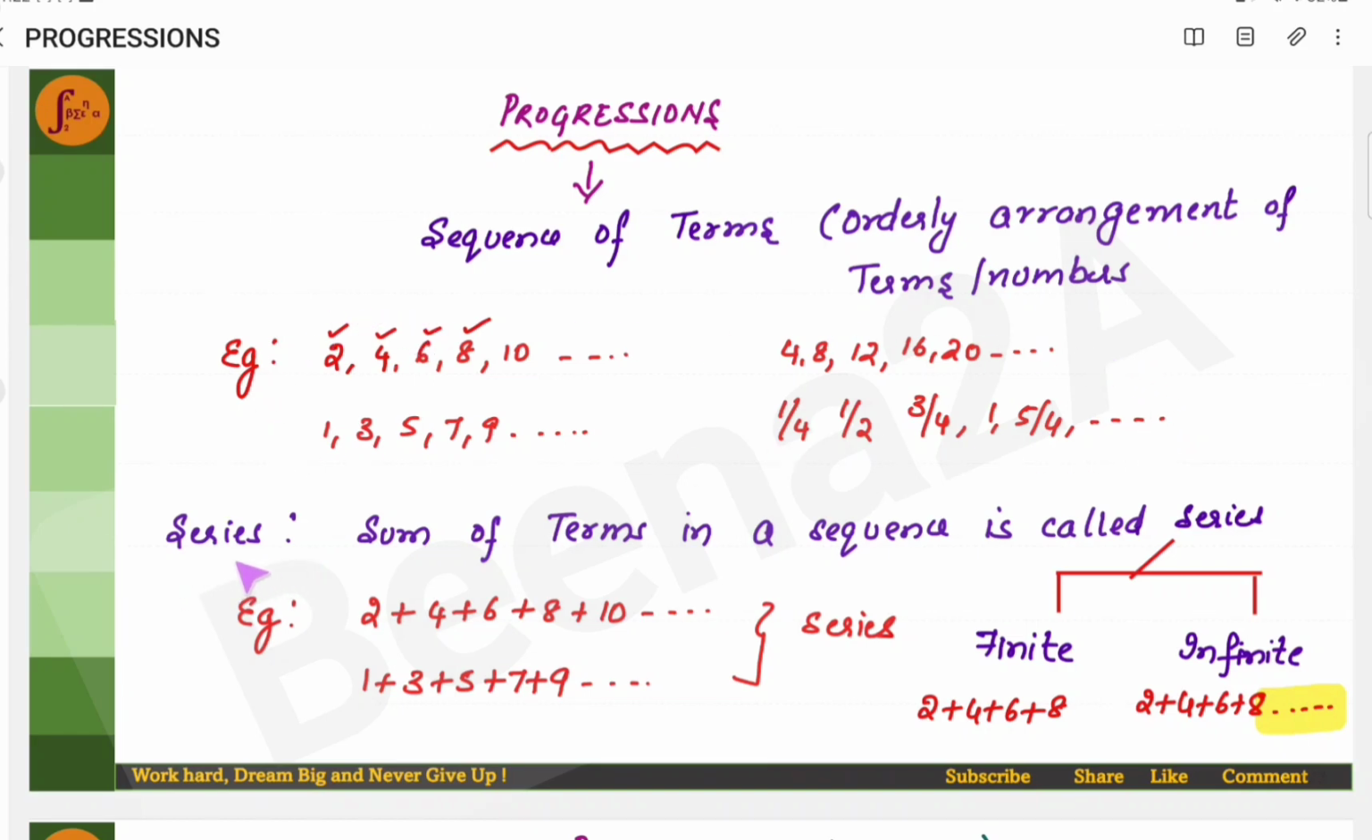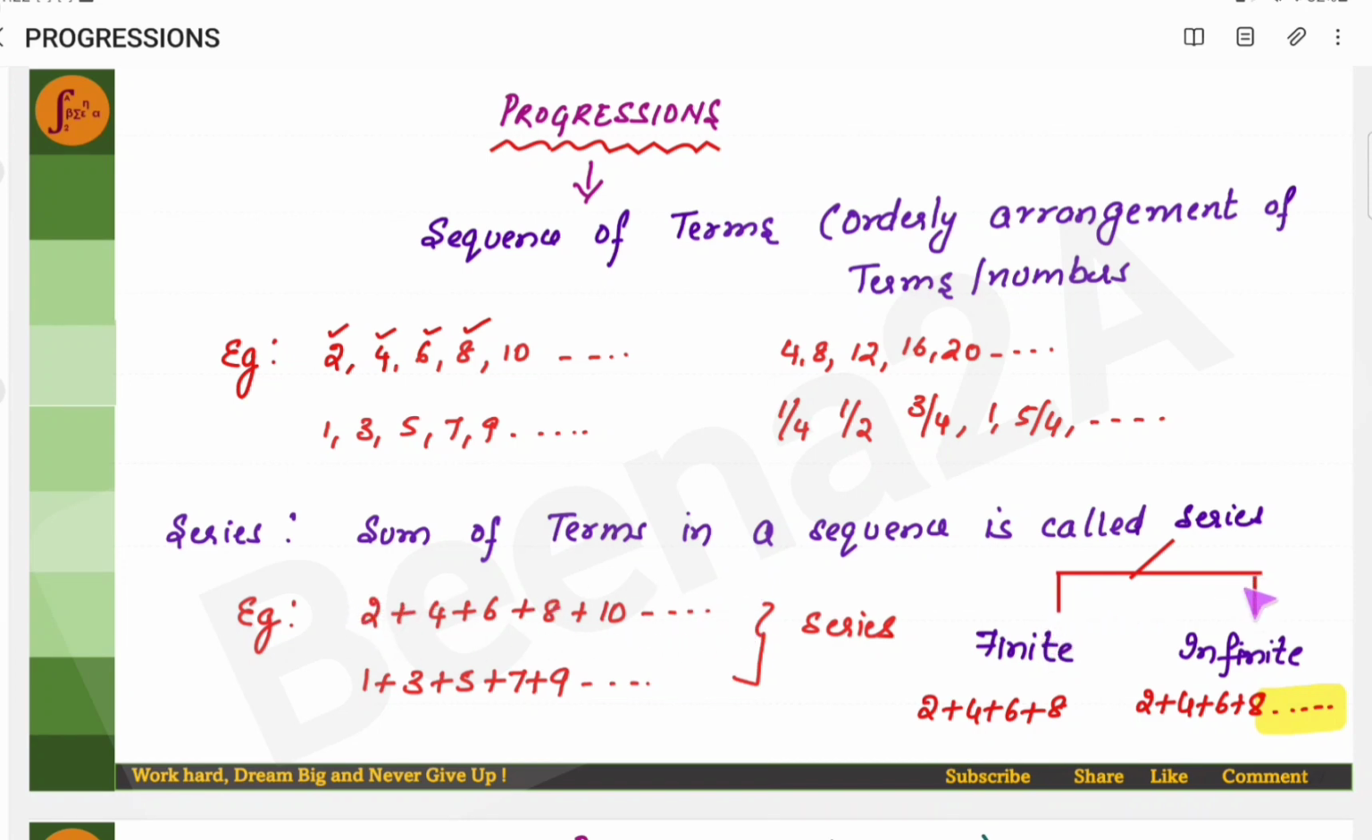Then what is a series? Series is the sum of terms in a sequence. So you have the terms 2, 4, 6, 8, and the sum of them: 2 plus 4 plus 6 plus 8 plus 10. This form of sequence is called a series.